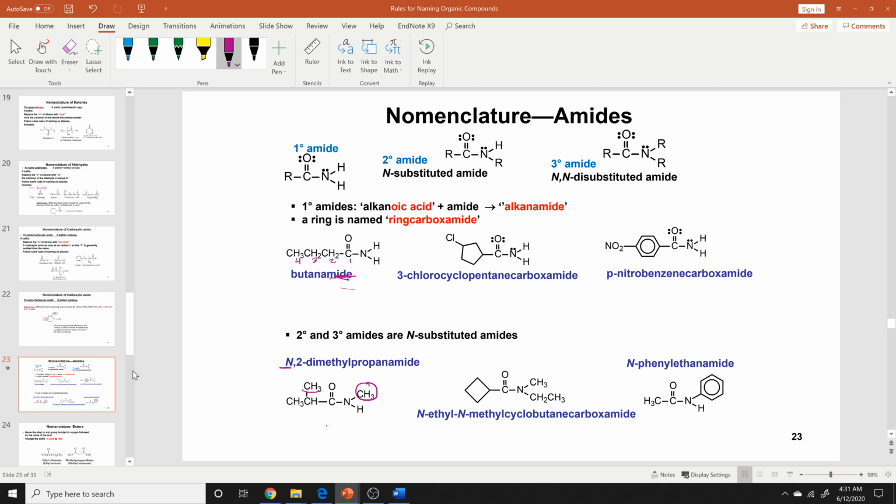So it's going to be N. It's going to be a methyl. But since here I do have another methyl in there, so it's gonna be a dimethyl. It's gonna be a dimethyl, and it's on carbon number 2. See the difference? This is carbon 1, this is carbon number 2, and that is carbon number 3.